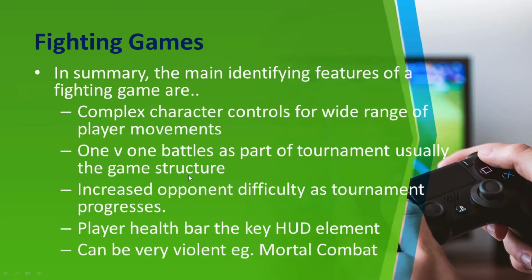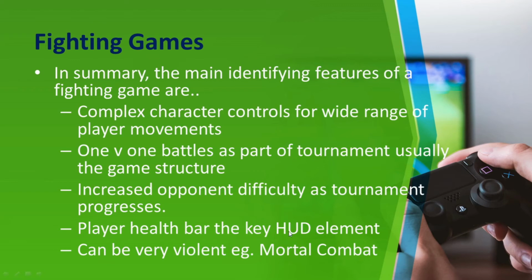Next. So, in summary, the main identifying feature of a fighting game will be the following. Complex character controls for a wide range of player movements. One versus one battles as part of a tournament, usually the game structure. Increasing opponent difficulty as the tournament progresses. A player health bar as a key HUD element. Can be violent. So, let's say, for example, you have Mortal Kombat.